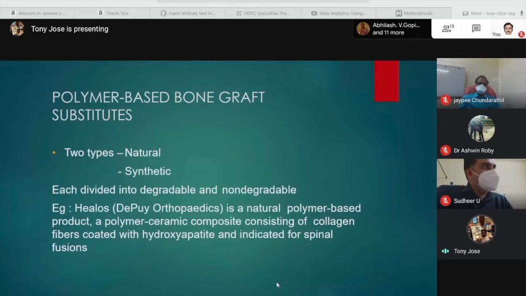Next is polymer-based bone graft substitute. There are two types, natural and synthetic, each divided into degradable and non-degradable. For example, Healos by DePuy Orthopaedics is a natural polymer-based product, a polymer ceramic composite consisting of collagen fibers coated with hydroxyapatite and indicated for spinal fusions.